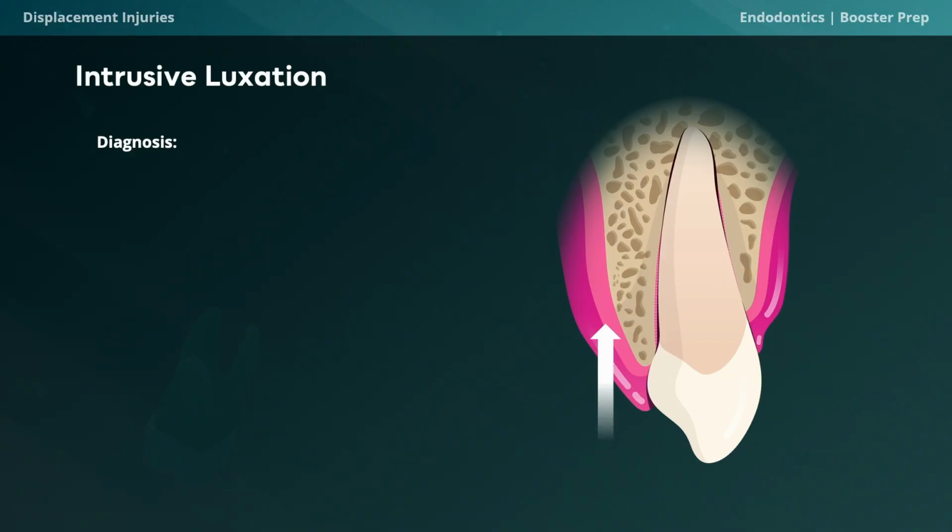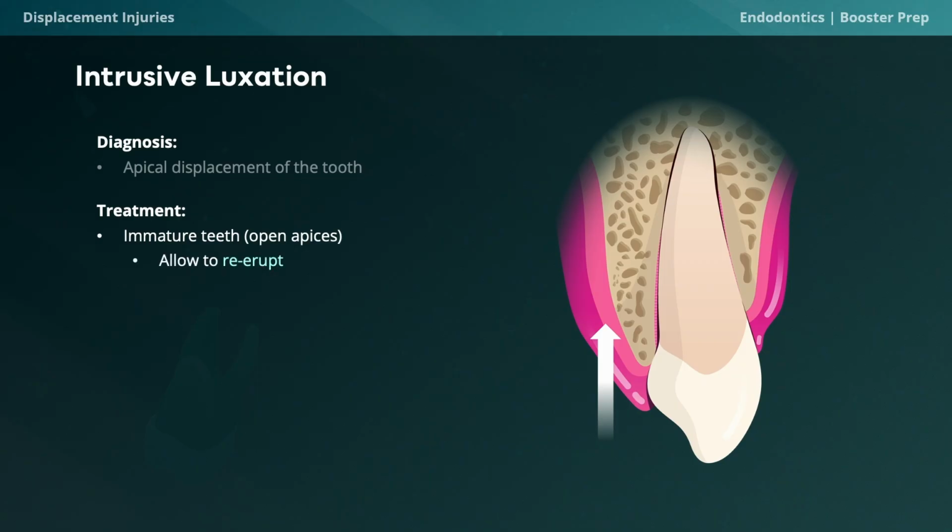An intrusive luxation. These are characterized by the apical displacement of the tooth, where it's pushed deeper into the socket. The treatment for this condition varies depending on the tooth's maturity. Again, for immature teeth with open apices, the preferred strategy is to allow the tooth to re-erupt naturally, especially if the intrusion is less than 7 millimeters. If no eruption occurs after 3 to 4 weeks, then orthodontic repositioning should be initiated.